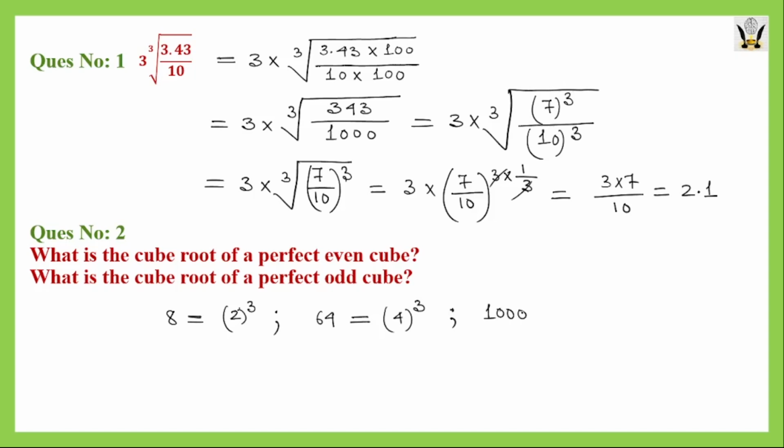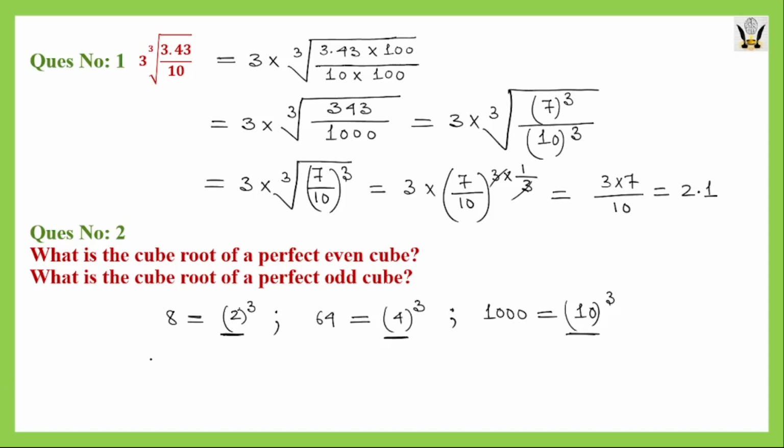Similarly, 1000 we know will be cube of 10. So what we can see in all these examples is that 8 is a perfect even cube, and that is a cube of an even number. Similarly, 64, which itself is an even number and a perfect even cube, is a cube of an even number. Similarly, 1000 also is an even number and a perfect even cube, and that is also a cube of an even number. So our answer is that the cube root of a perfect even cube will always be an even number.